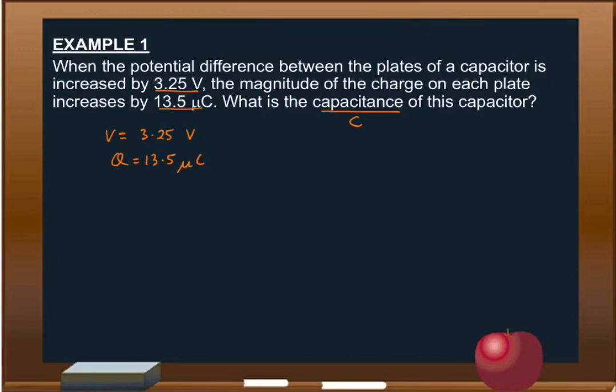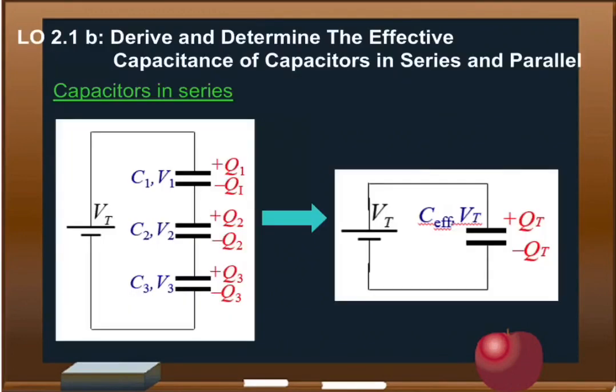So we want to find capacitance C. So you can use the formula C is equal to Q over V, and substitute in the values of Q and V. Q is 13.5 micro, so times 10 to the power of negative 6, divided by the potential difference, which is 3.25, and you will get the value of capacitance to be 4.15 times 10 to the power of negative 6 farad.